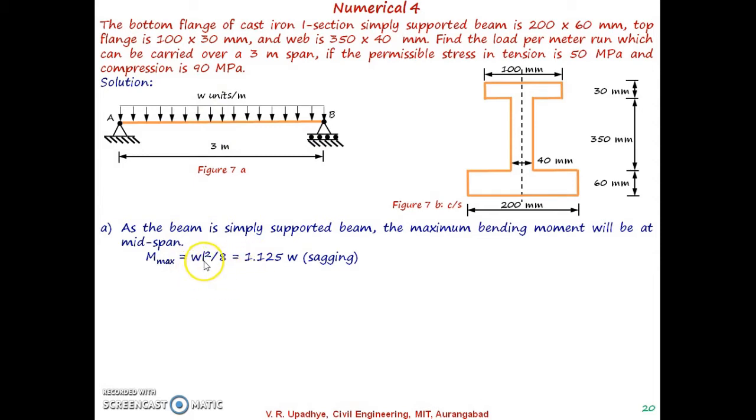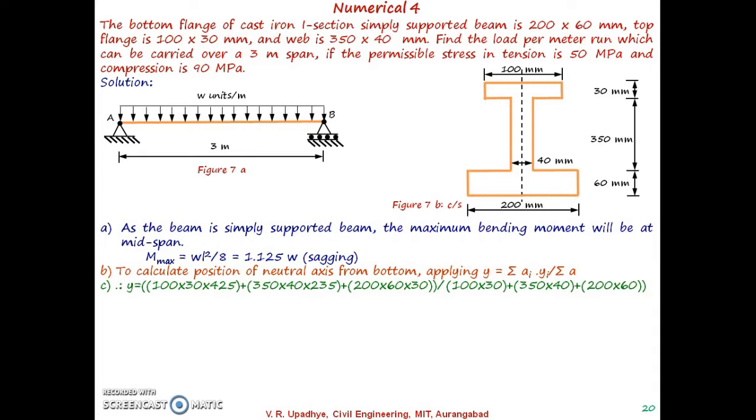So if we calculate that, L square divided by 8 or 3 square divided by 8, that gives us 1.125 W, and W is required to be calculated. That was the question. And as it is a simply supported beam, this bending moment will be sagging bending moment. So there will be tension at bottom and compression at top. With this, we calculate the position of the neutral axis from bottom. Now this is as usual the procedure.